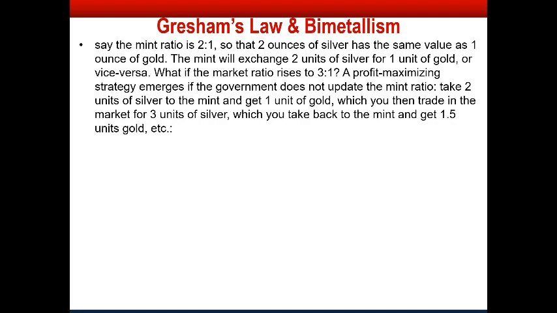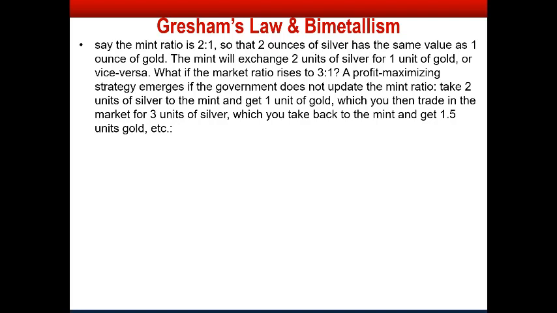In other words, now you need 3 units of silver to buy a unit of gold. So a profit maximizing strategy emerges if the government doesn't update the mint ratio also to 3 to 1. Now they eventually probably will, but in the meantime entrepreneurs are going to catch on to this strategy. You take 2 units of silver to the mint, in exchange you get 1 unit of gold. You take that gold back to the market and you get 3 units of silver. You take that back to the mint, and at the old mint ratio of 2 units of silver giving you 1 unit of gold, well, now you've got 1.5 units of gold. So you just increase your gold 50%, and you just rinse and repeat until you become very rich very quickly.